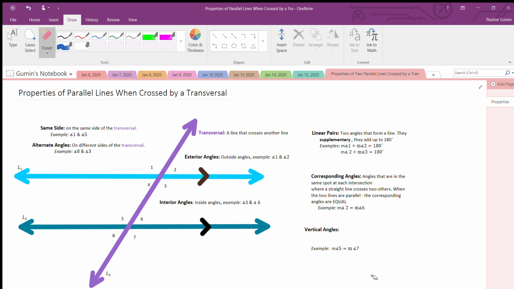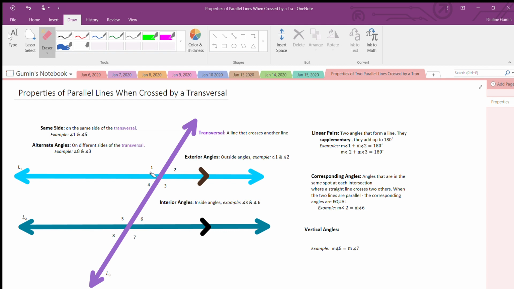This is a term that we talked about before talking about parallel lines. Vertical angles happen when two lines cross each other, like right here, and they form four angles, and these vertical angles will be across from each other. So 5 and 7, which I wrote for the example. We have 6 and 8, 1 and 3, 2 and 4. They're vertical angles. They have equal measurement.